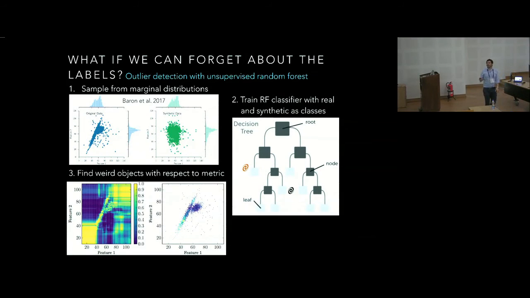For example, you want to find outliers. There are some interesting recent ideas on how to do unsupervised machine learning on this kind of data set, and this idea by Baron et al. this year is a very interesting one that I've been trying to apply to this data set.